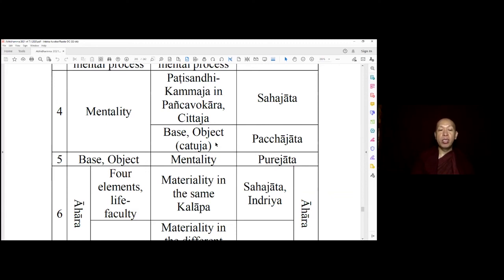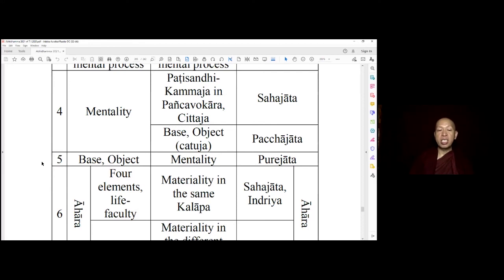Okay, 5. Base and objects to mentalities: the base and object are the cause, mentality will be the effect. It can be Purejata type. Pre-nascence means objects and base will arise earlier, and the mentality will arise later. Because of the base and objects, especially rupa objects, the lifespan of the object will be longer than mentalities, so they can support them.